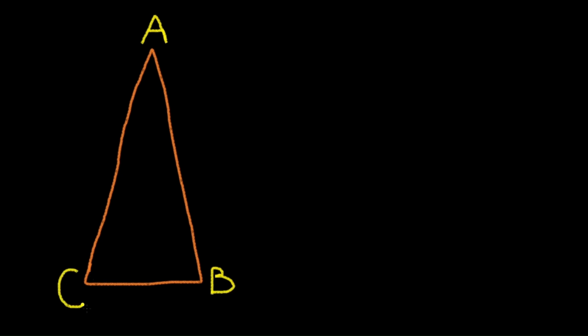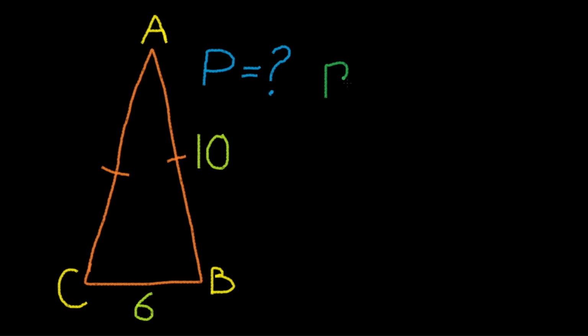And in this example, we have an isosceles triangle. And two sides of an isosceles triangle are the same. And the third side is different. So in this triangle ABC, AB and AC are the same. And we know that CB is 6 and AB is 10. And we want to find the perimeter of this triangle. The formula for the perimeter of the triangle is A plus B plus C.